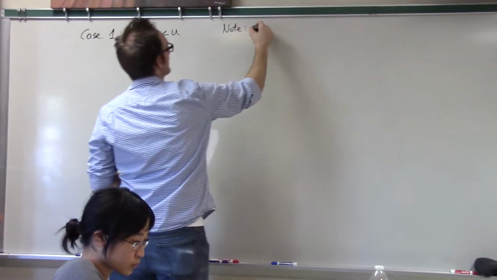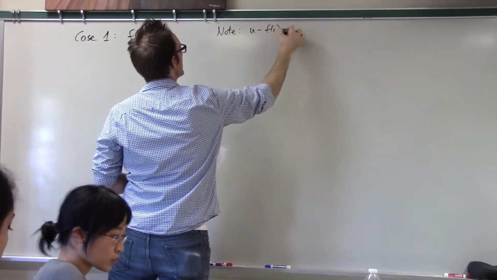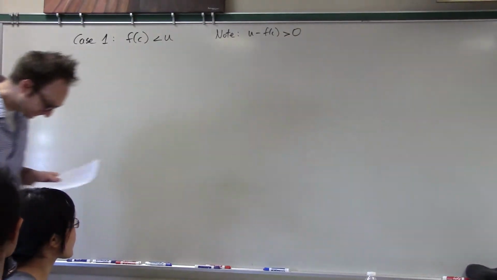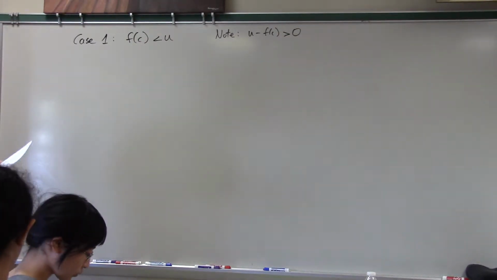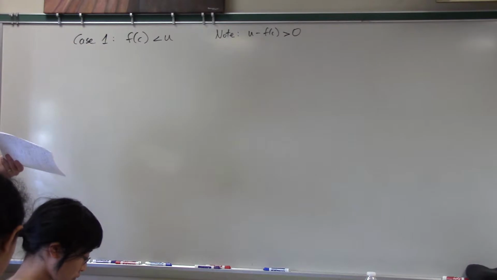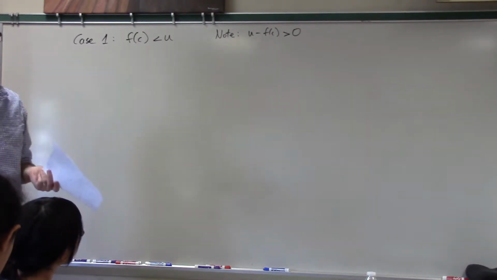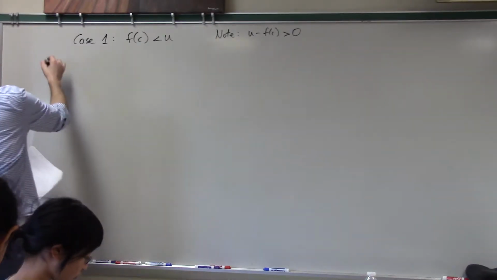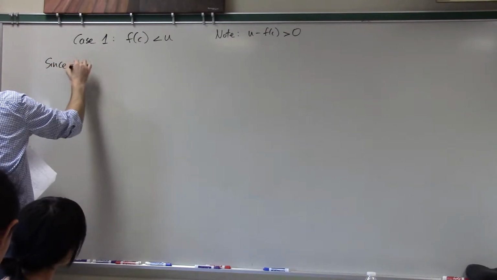Okay. Case one is that f of c is less than u. Okay. Well, just note that if f of c is less than u, then u minus f of c is a positive number. And now, I am going to use the fact that f is continuous. So, all right, I'll put this in a little box.